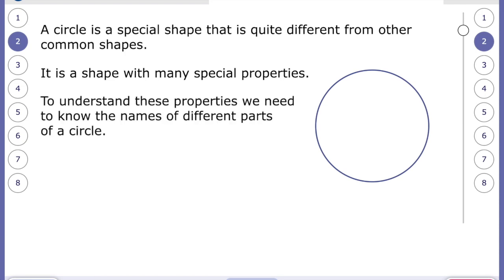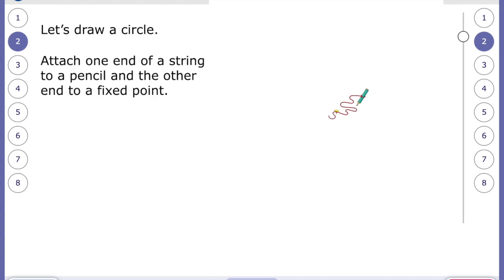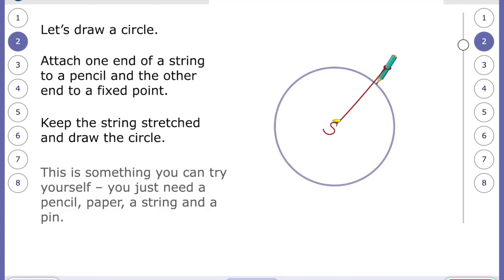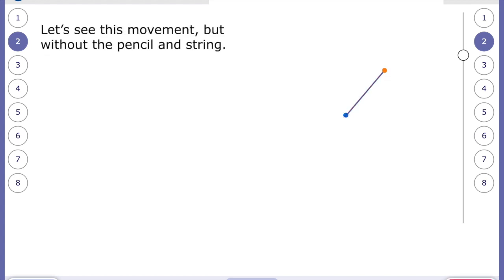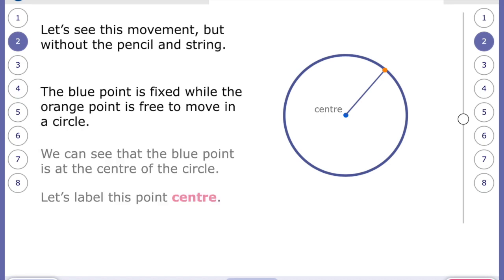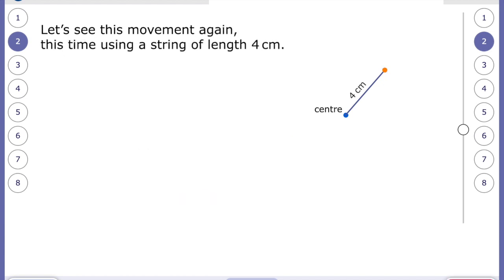And we're going to name those now so you can learn some new mathematical vocabulary. So you can try this at home if you have a pencil and a piece of string and a drawing pin. You can attach one end of a string to a pencil and the other end to a fixed point, and if you keep the string stretched and draw around, you'll create a circle. You can also use a compass to do this as well. And we can see in this video, there it goes. The fixed blue point is fixed while the orange point is free to move in a circle. So that point in the middle is called the centre of the circle.